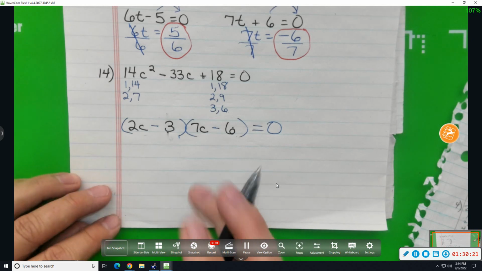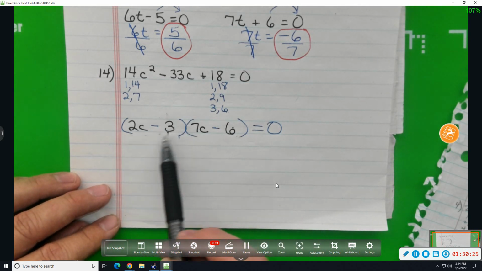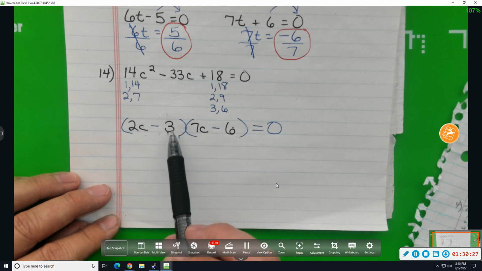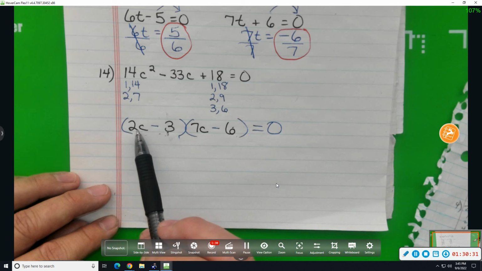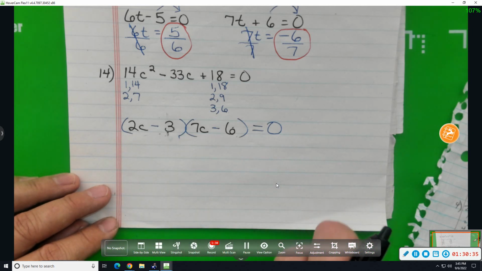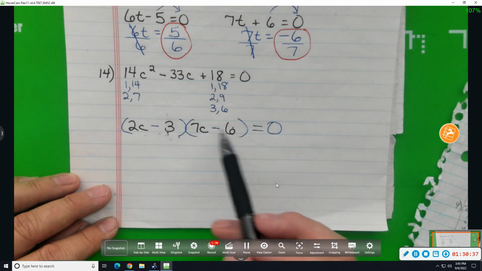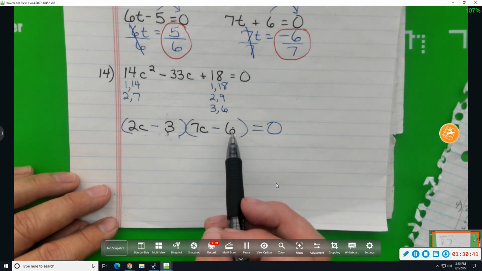Now let me ask you something. Do we have any common factors in the first set of parentheses other than 1? Is there any number that divides evenly into 2 and 3 other than 1? No. What about 7 and 6? No, so those forms are acceptable. Let's check.